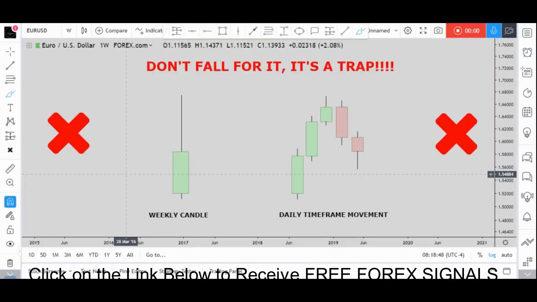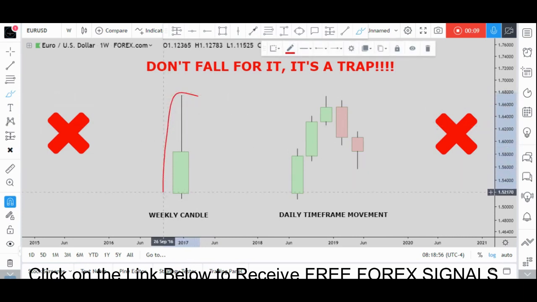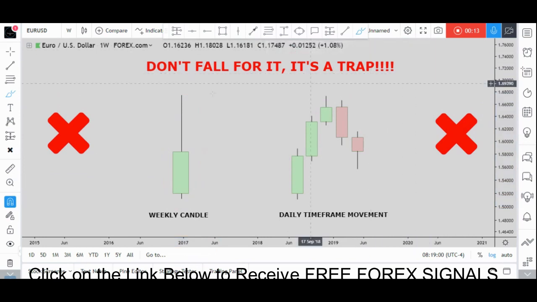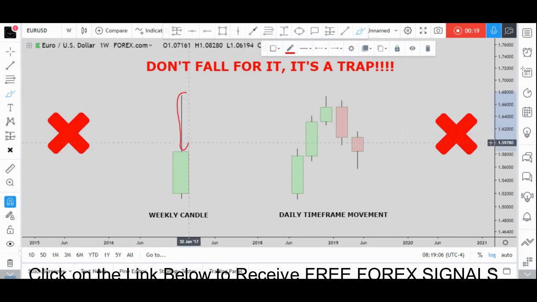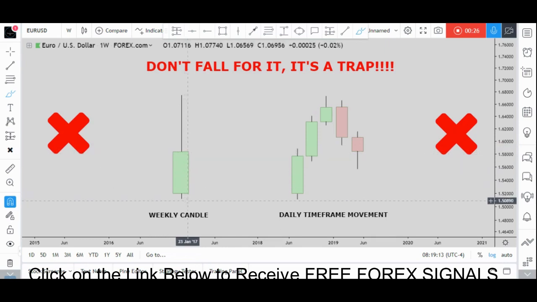Hey traders, in this video I want to show you a trap that many of you are falling into. So keep in mind that this candle here is a weekly candle that happens a lot of times. So many times you will have this kind of shape in a weekly candle, and I know many of you, given that they see this big wick here, will be thinking that the market has actually rejected higher prices and are expecting a move to the downside.